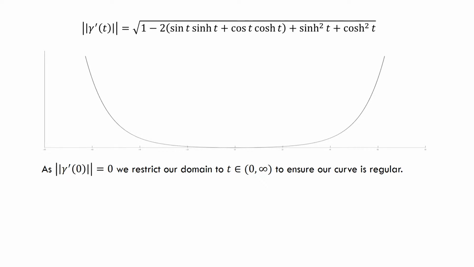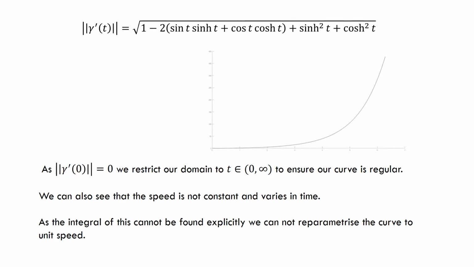Using our curve, we can then find its speed and plot it against time t. Note though, at time t equals 0, the speed of our curve is also 0. Hence, to ensure the curve's regularity is maintained, we need to limit the domain of time t. Furthermore, we can also see that the speed is not constant and varies in time. Finally, as the integral of the arc length function and thus the speed cannot be found explicitly, we cannot proceed with the unit speed, and thus we need to explore different avenues when we want to explain our curve.